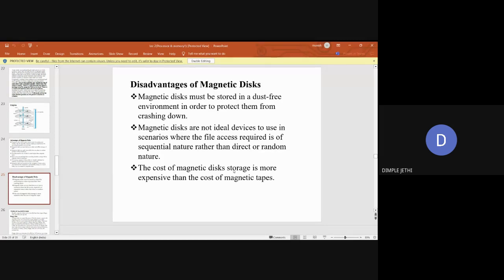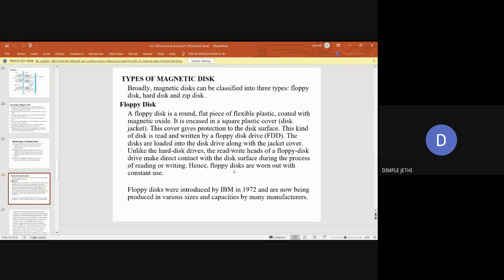Then you have to save it and protect it so that it should not crash, right? So these are some disadvantages, and obviously they cost higher than magnetic tapes. Now what are the different types of magnetic disk?